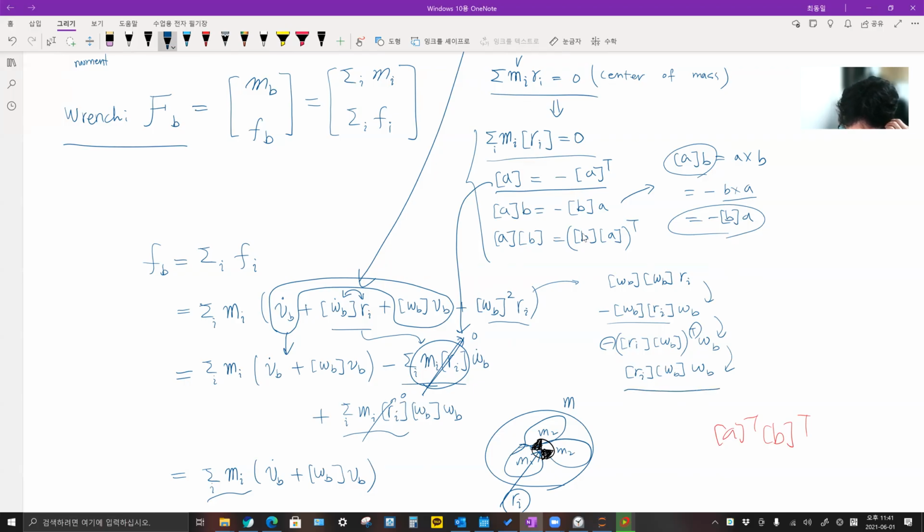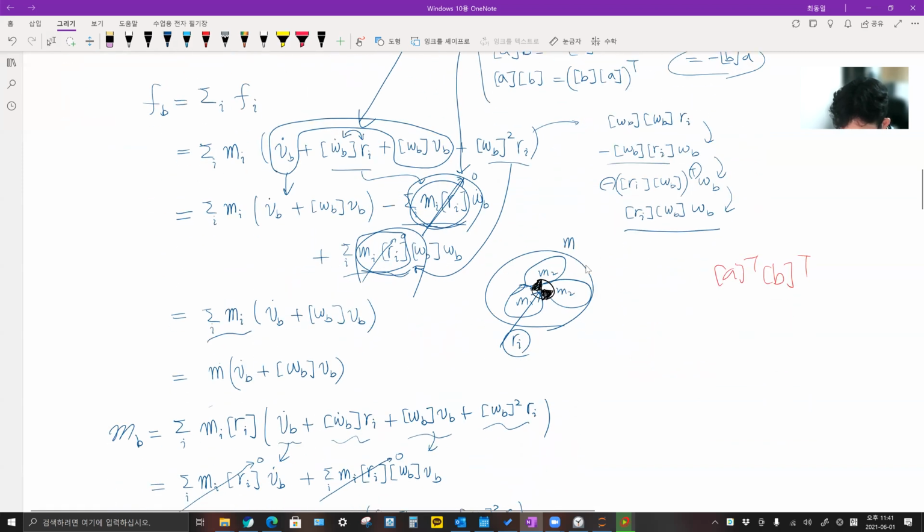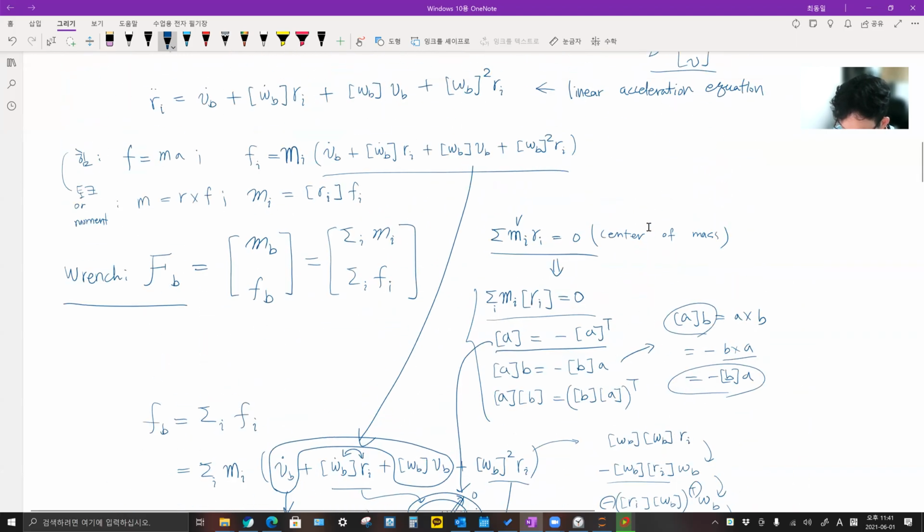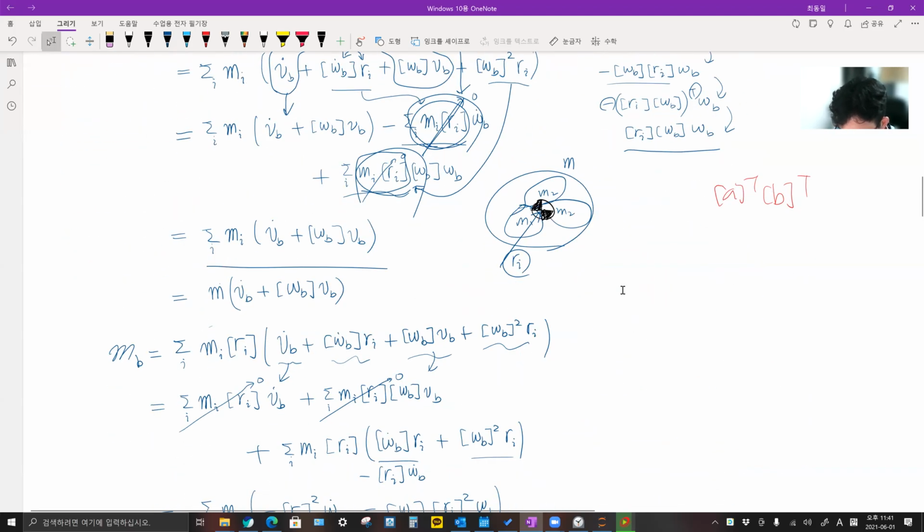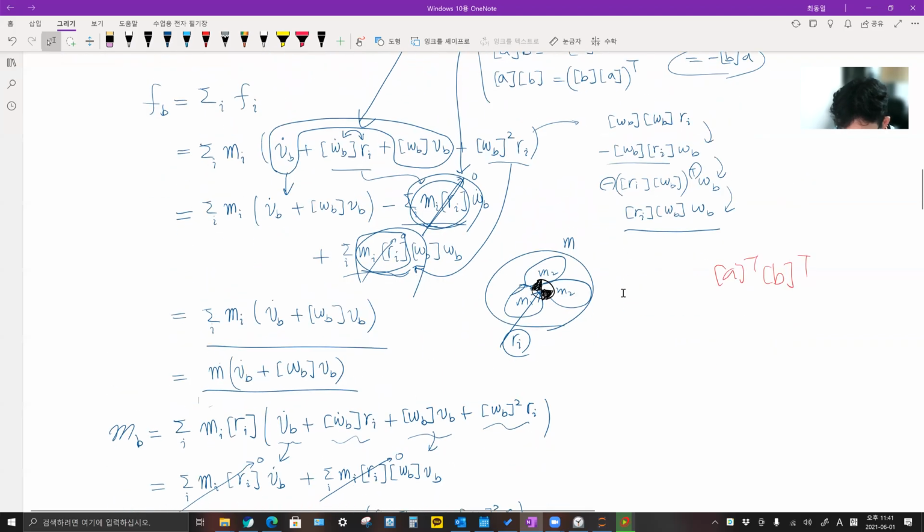So this equation changed like this, and then also this term equals 0. So these two things become 0. So simply this part is limited when R is the center of mass. So the sum of the mass becomes just M. So the equation FB, the force in the body frame, becomes very simplified.